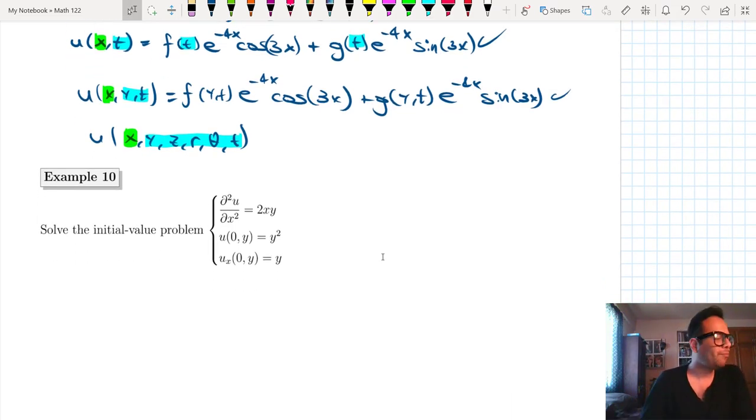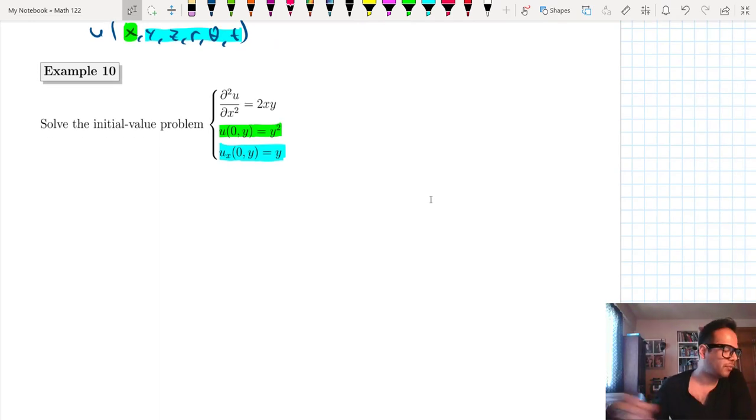For example, this equation right here. So we have this equation, second partial of u with respect to x equals 2xy with initial conditions. In this case, the initial condition is that when the original function is evaluated at x equals 0 and y equals y, we get y squared. And on the other hand, when we take the partial derivative and evaluate it at 0 and y, we get y. So I'll show you how it works. First of all, let's solve the partial differential equation, and then we apply this initial condition.